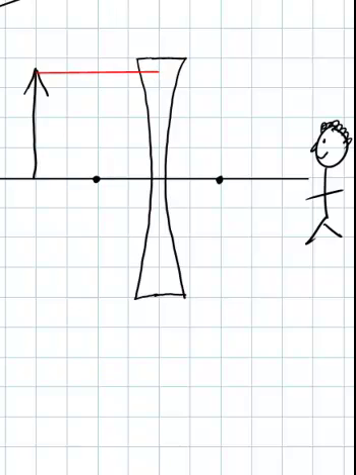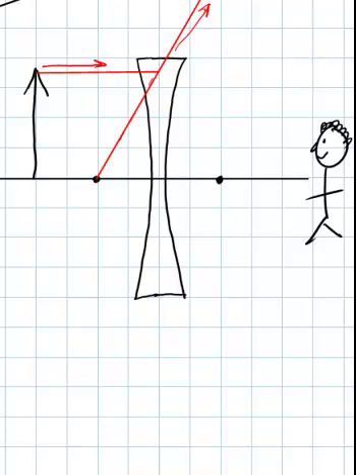like that. And it comes out as if it was coming from the focal point. So the light comes in this way, the lens makes it diverge, comes out this way, and then we trace it back as if it came from the focal point of the lens.